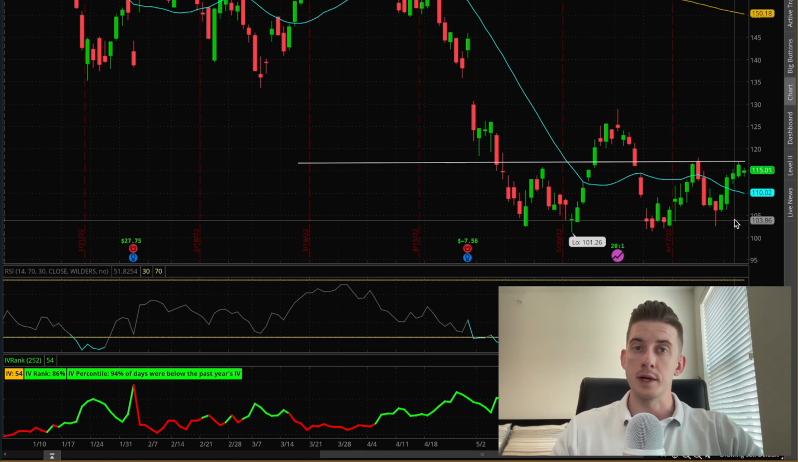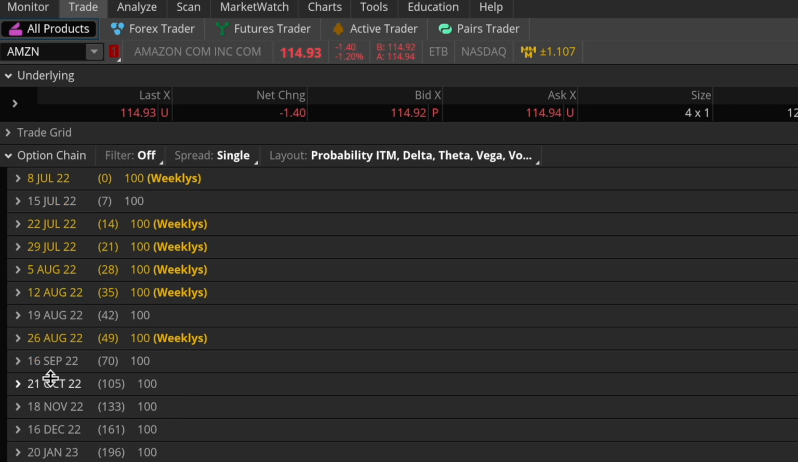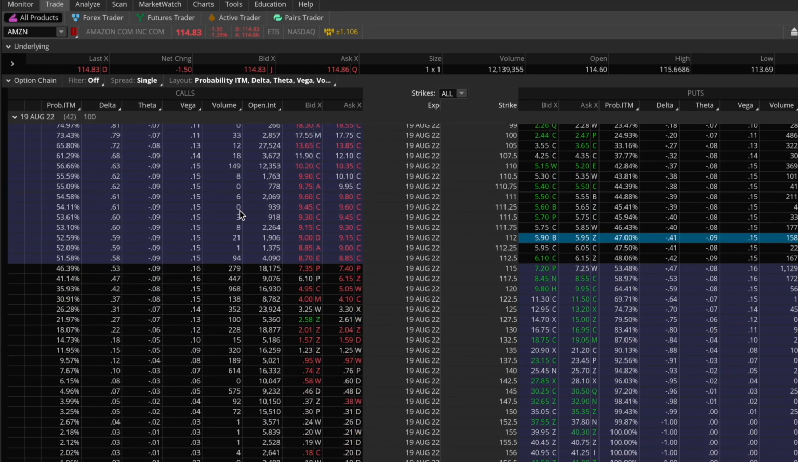And so now at this point, let's go over to the trade tab and take a look at the option chain for Amazon. And for this trade, we'll go into the August monthly expiration cycle with 42 days left to go. Unfold that tab here, and then we'll scroll down to the near at the money options.